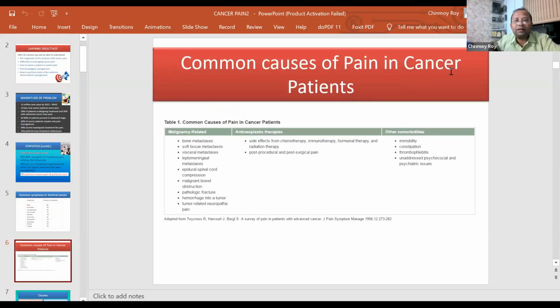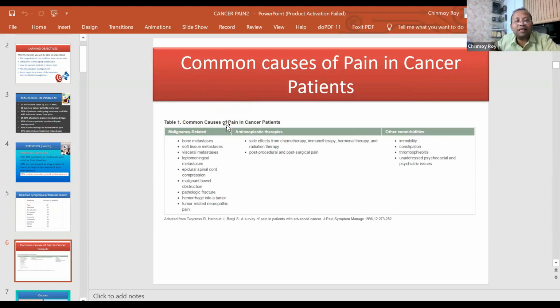Common causes of pain in cancer. Okay, so here you see the first thing is malignancy related. When we treat a cancer pain patient, we need to know what can cause the pain. Then treatment becomes a bit easier and targeted.